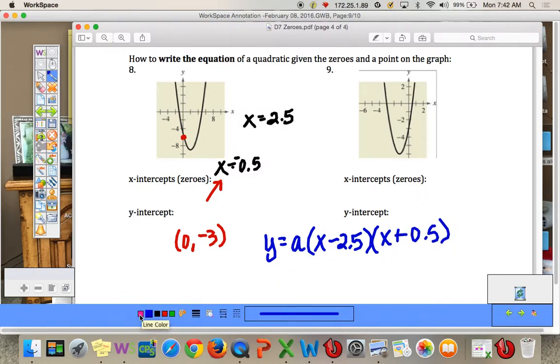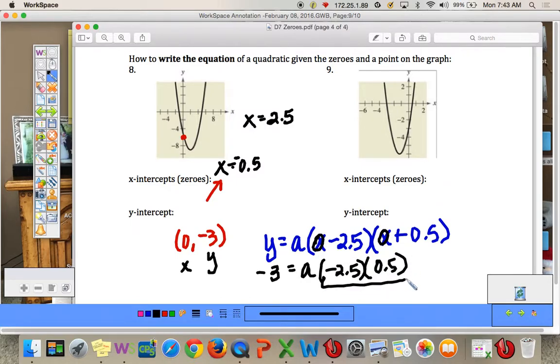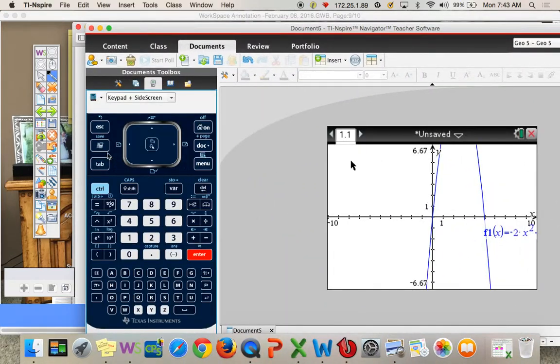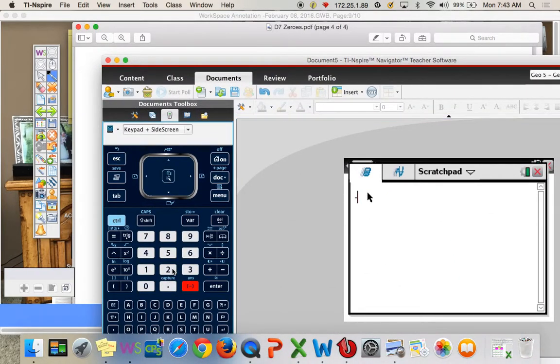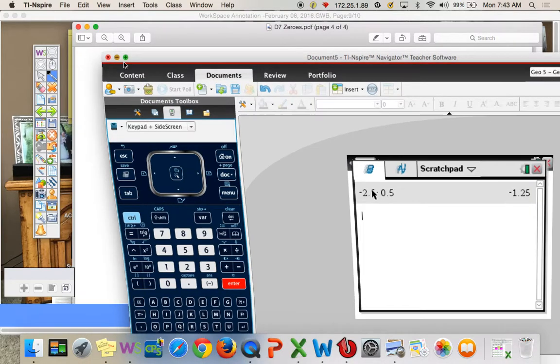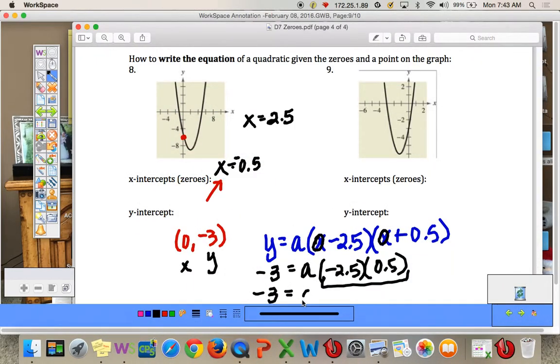To figure out what A is, we can plug in this point, this y-intercept, so this is x and y. Let's plug that in and solve for A. So we have negative 3 equals A, and then I'm going to plug in a 0 here and here. So negative 2.5, 0.5. I'm going to multiply these together. Let's use scratch pad. It was negative 2.5 times 0.5, and that's negative 1.25. So you have negative 3 equals A times negative 1.25.